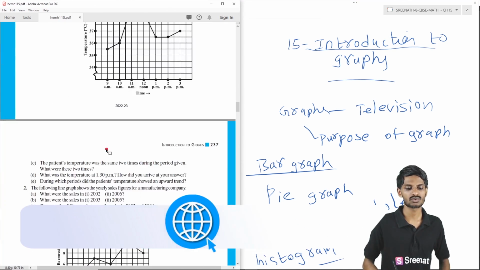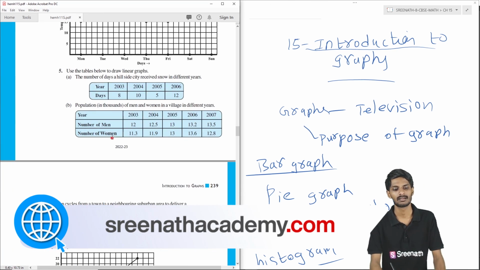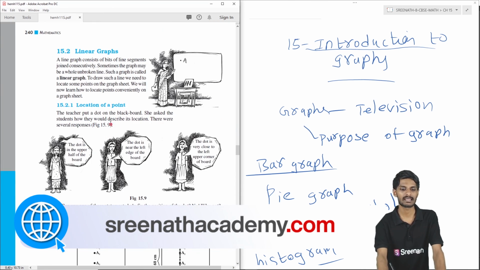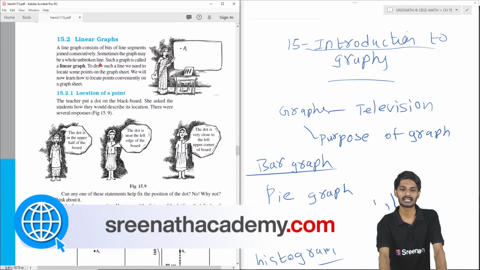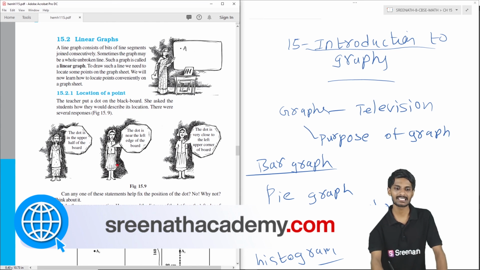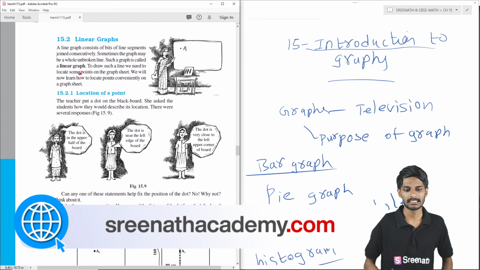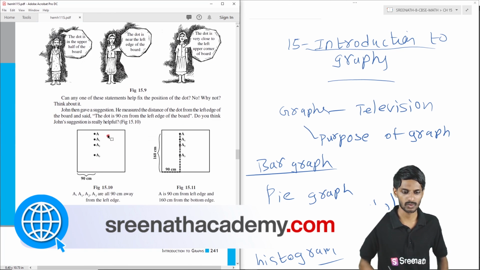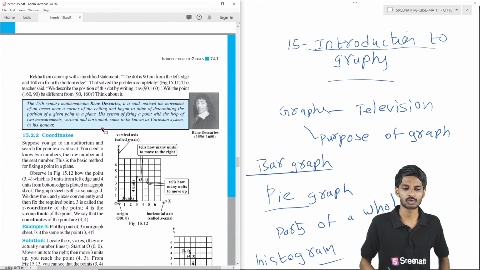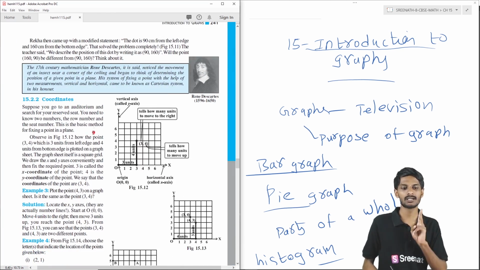After that, students, we discussed the linear graph. If the graph is not broken and goes in a straight line, then we call it a linear graph. It comes from the line graph, students. Then, how to locate a point? To locate a point we need two pieces of information, given by coordinates: the x coordinate and the y coordinate.